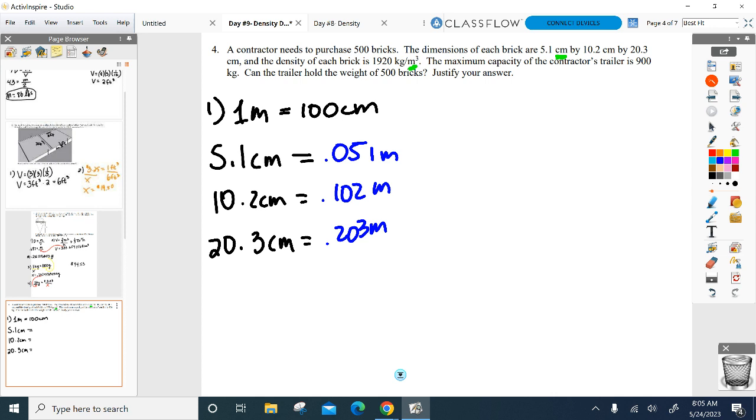And this is where I'm going to let go. They have 900 bricks or 900. The trailer can hold 900 kilograms. Can it hold the 500 bricks? So you're going to have to figure out how much 500 bricks weighs, all right, using D equals M over V. You're going to have to find out how much 500 bricks weighs and see how close that comes to the 900 kilograms, if it goes over or not. All right, I'm going to end it there.